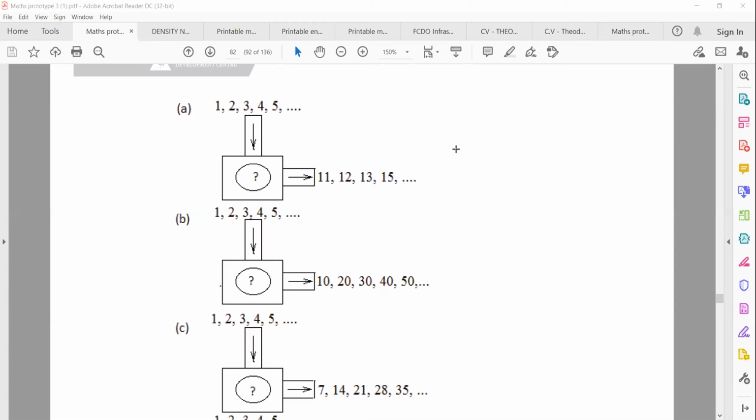For number 2, I think it's 1 times 10. So what do we put here? For number 2, I think it's 1 times 10, then you get 10, and 2 times 10, you get 20. Yes. So generally, you say 1 times 10, you get 10, then 2 times 10, you get 20.